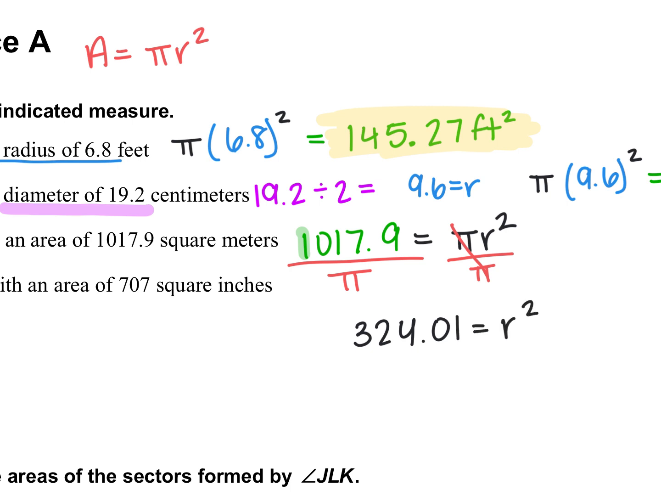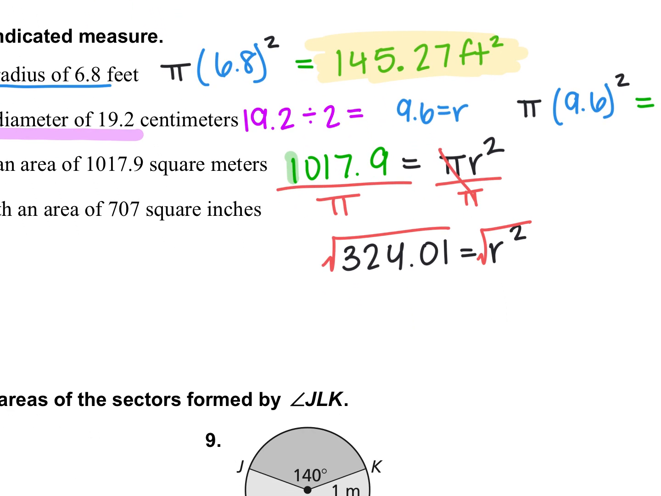equals radius squared. And then how do I get rid of that squared? Square root it. Good, I'm going to square root it. And same thing, plug that into your calculator. Second squared, you're still using that second button. 324.01. And then that's going to give you your answer for your radius, which is 18 meters. Perfect.